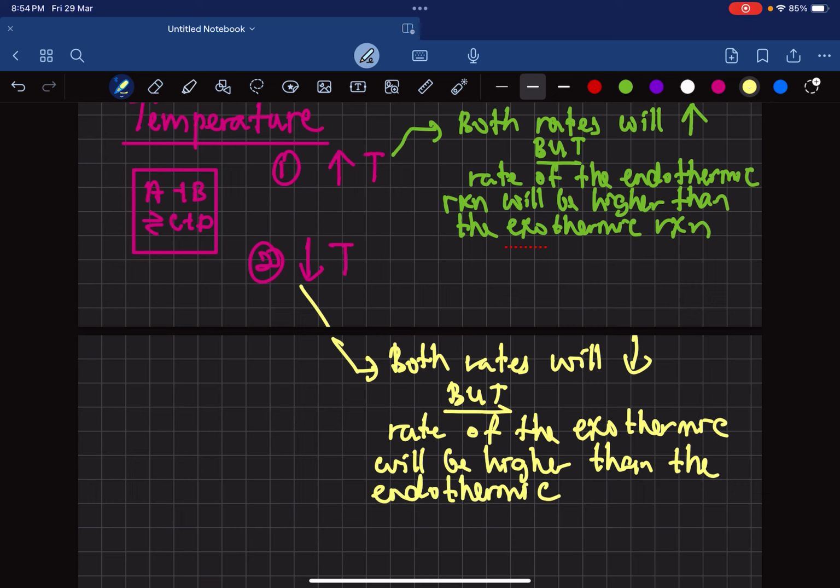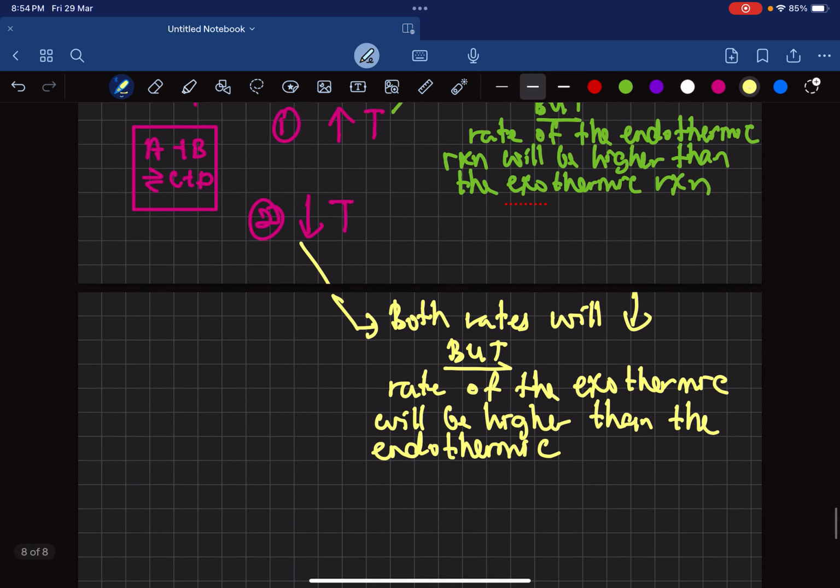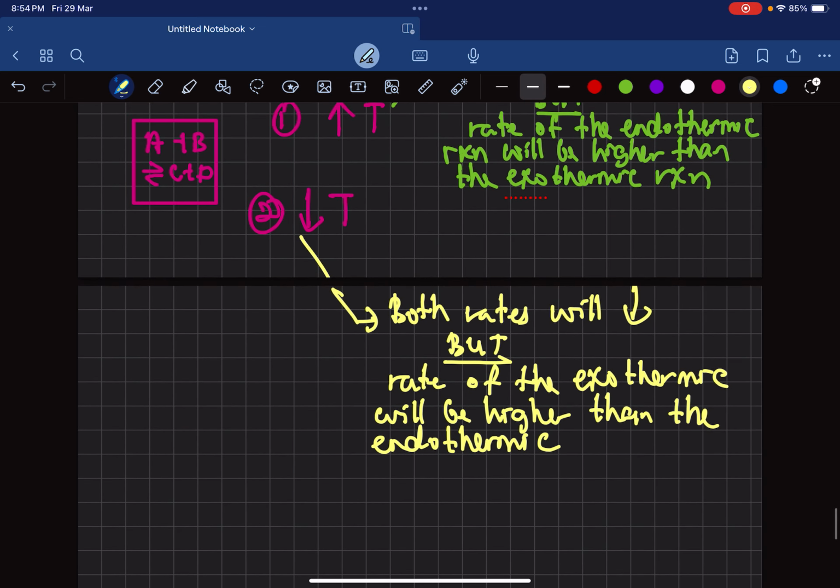So when you decrease the temperature of something, it will try to increase its temperature and it will favor the side where it is producing heat. So both rates will go down. You decrease the temperature, both rates will go down. The forward will decrease, the reverse will decrease, but the endothermic would decrease much more. Okay. Now another thing I want to tell you, and this is very important.